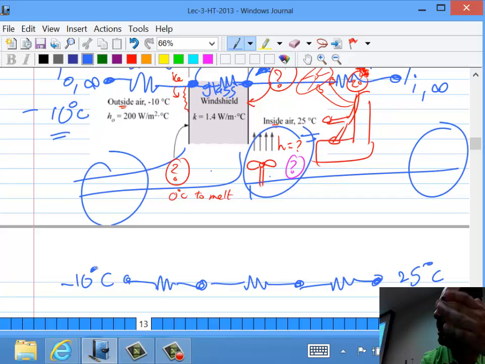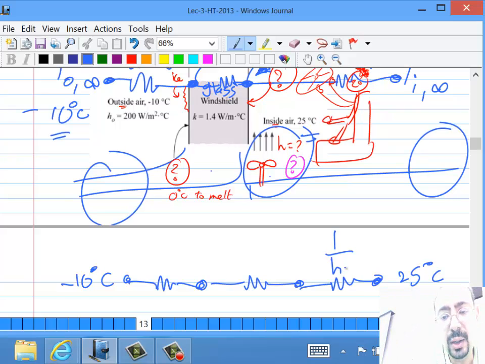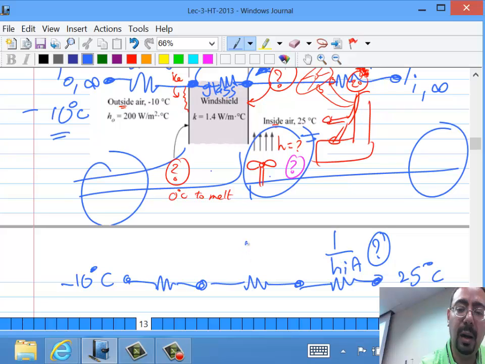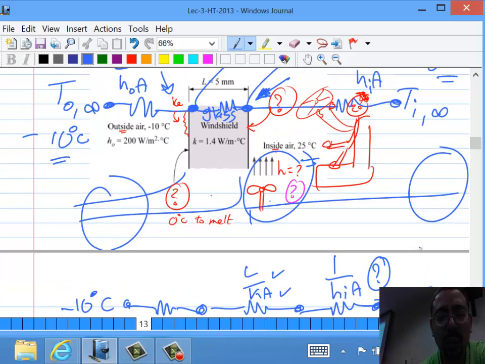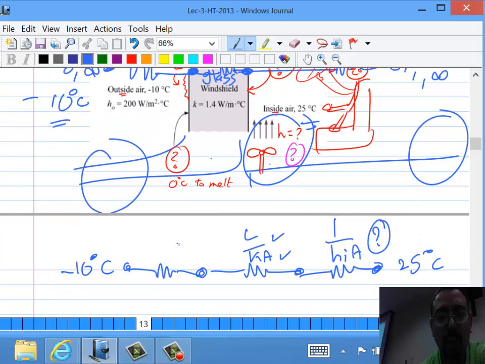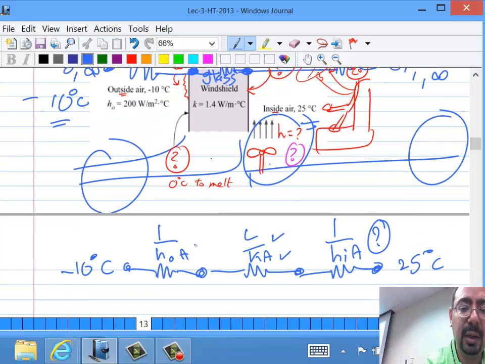All right. And this 1 over H_i area, this is actually not really known. The R resistance is L over KA, and that's given to us. L is given and K is given. The K is 1.4 and the L is 5 millimeter glass. And 1 over H_out area is given. And notice there is no area out and area in. It's just the same area because it's a plane, or at least approximated to a plane wall.